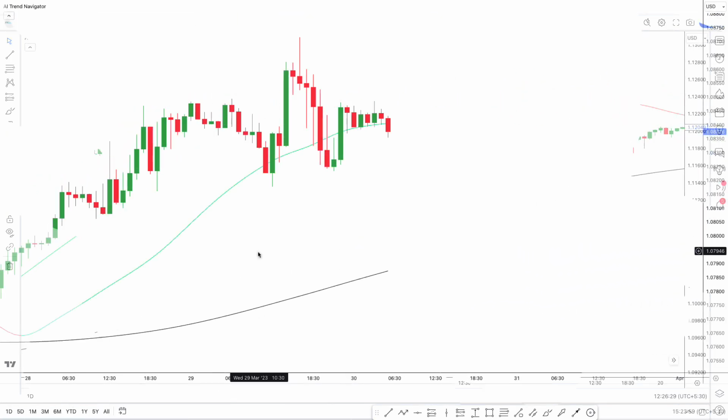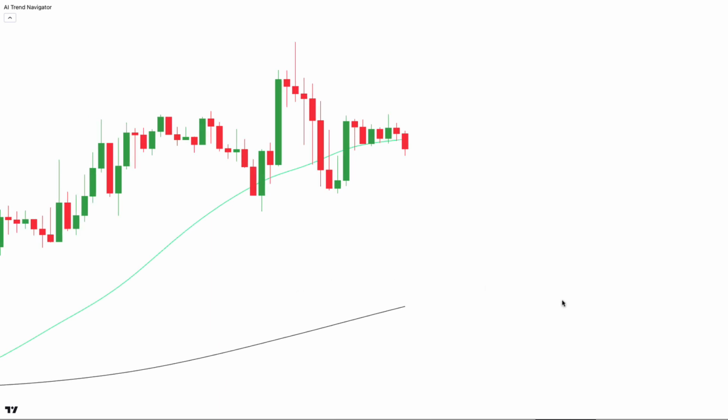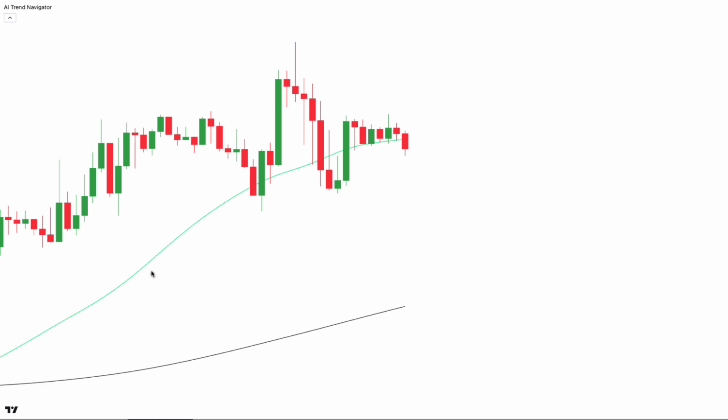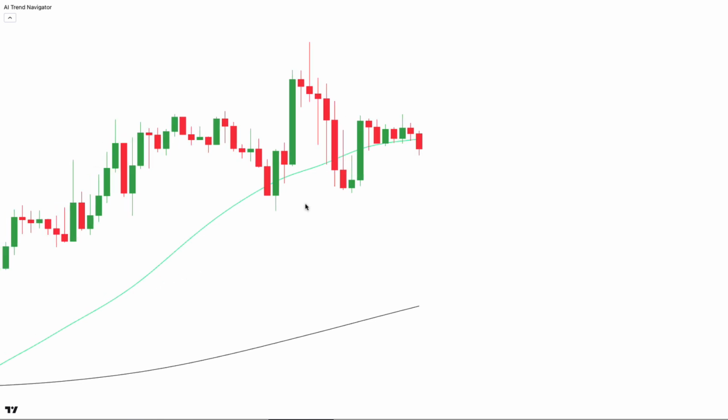Now here's how we're going to use this indicator for trading. To take a long trade, we're going to first of all identify a bullish trend using this indicator and then identify a market pullback within that bullish trend using the same indicator. Then we're going to enter the trade after the pullback.